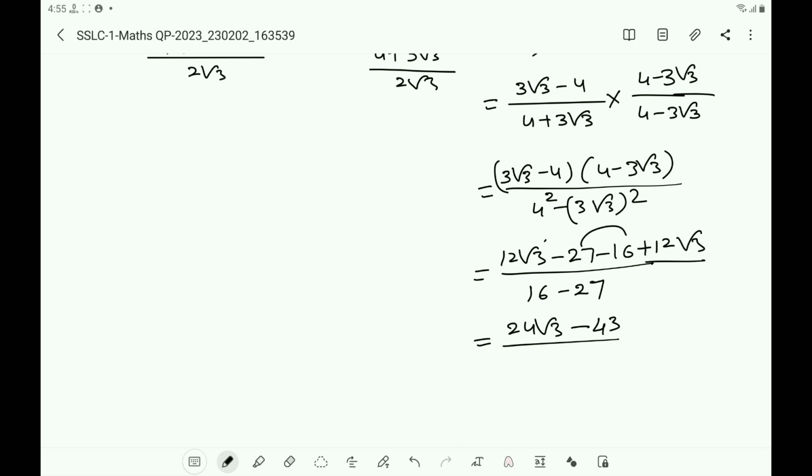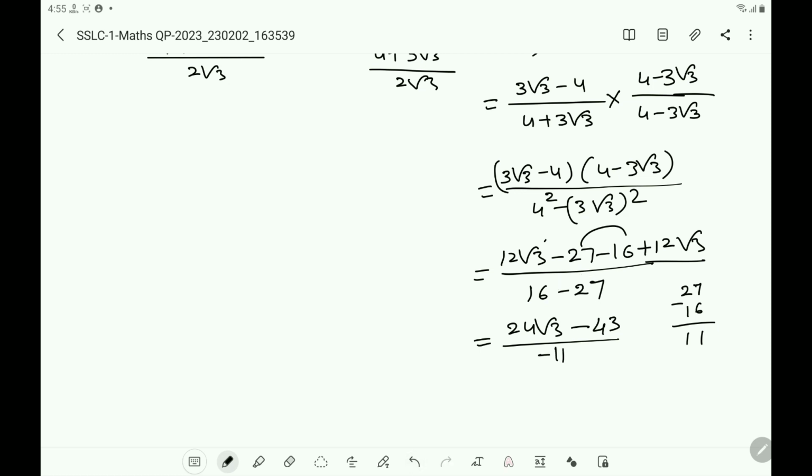That equals 12 root 3 plus 12 root 3, and in the denominator 16 minus 27. Here they have different signs, so we have to subtract them. If you subtract 16 from 27, that is 27 minus 16, you get 11. As the greater number has the negative sign, you must write it as minus 11.